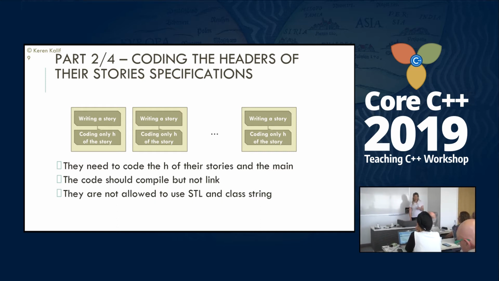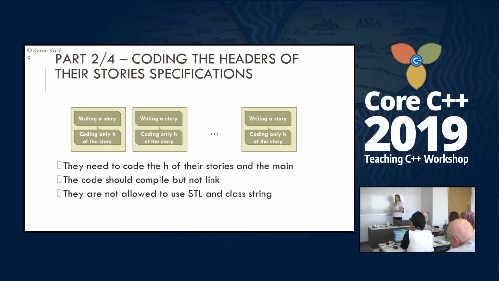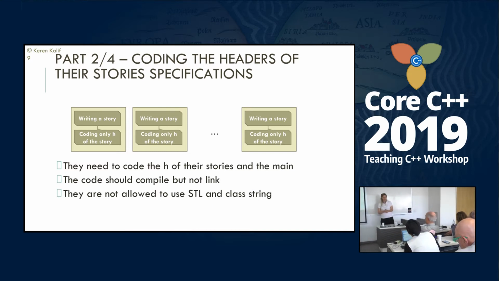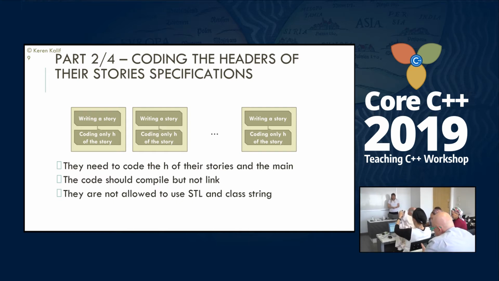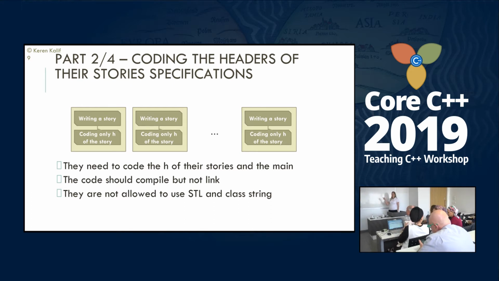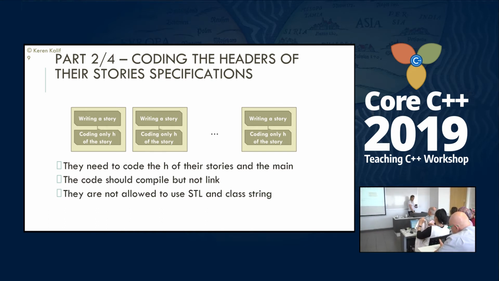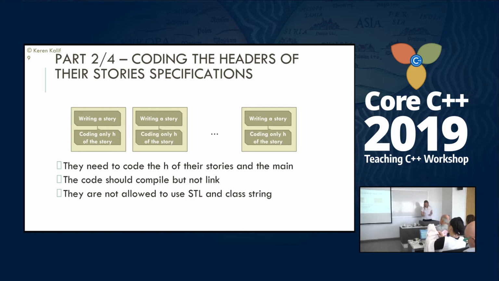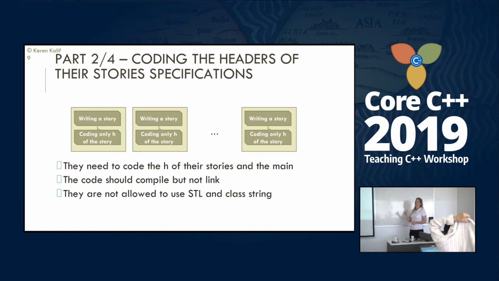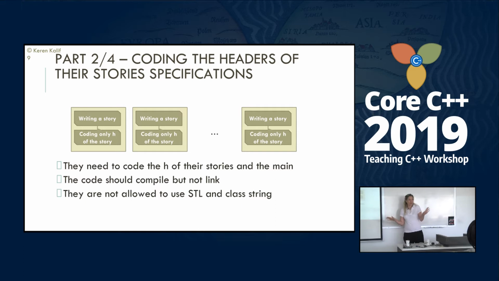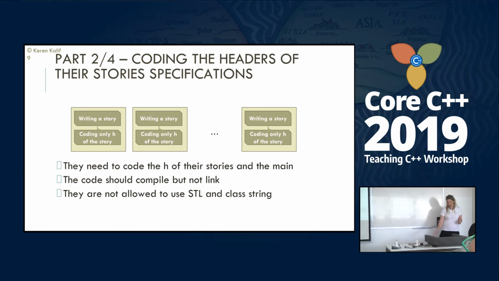Each team wrote a story. Now each team codes only the headers of their story. Only the headers, the specifications, as they need to code the .h files and the main, and their project should compile, but it can't link because they don't have the implementations. They are not allowed to write the implementations in this part. And in addition, they are not allowed to use STL and class string, even if they know it. I haven't taught them it by this point. They are not allowed because I want them to practice dynamic allocations.